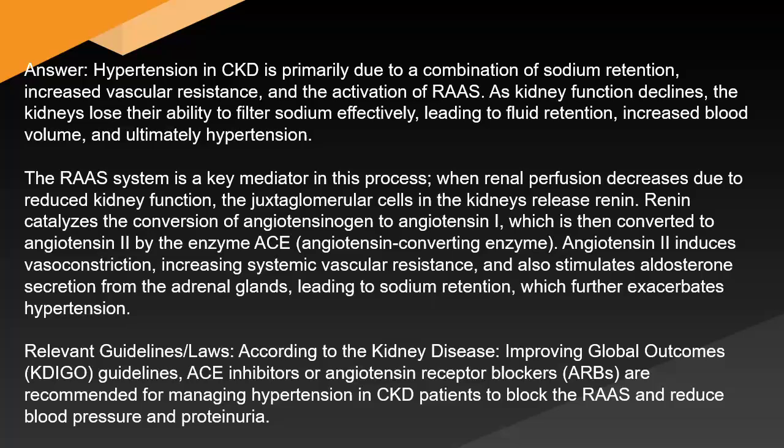to reduced kidney function, the juxtaglomerular cells in the kidneys release renin. Renin catalyzes the conversion of angiotensinogen to angiotensin I, which is then converted to angiotensin II by the enzyme ACE, angiotensin-converting enzyme. Angiotensin II induces vasoconstriction, increasing systemic vascular resistance, and also stimulates aldosterone secretion from the adrenal glands, leading to sodium retention, which further exacerbates hypertension.